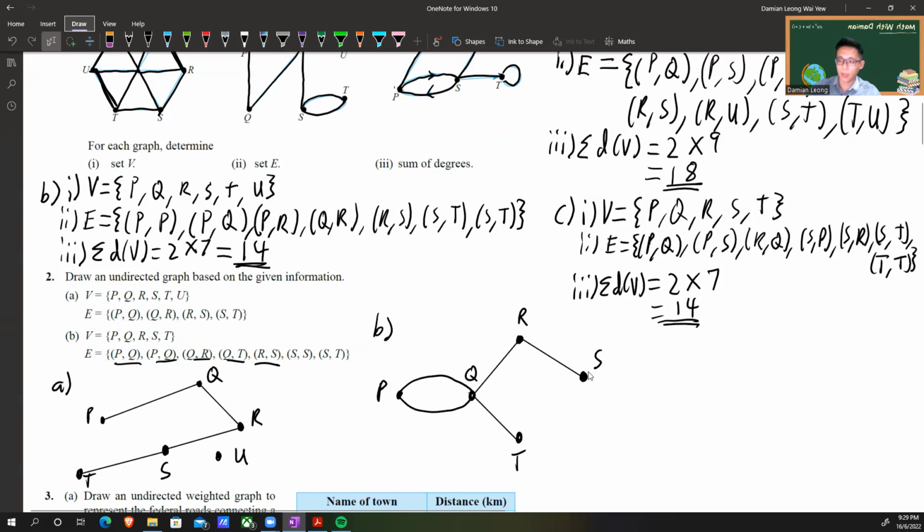From S, I have a loop, so just loop onto itself. Then there's one more from S to T. So connect from S to T, like this.